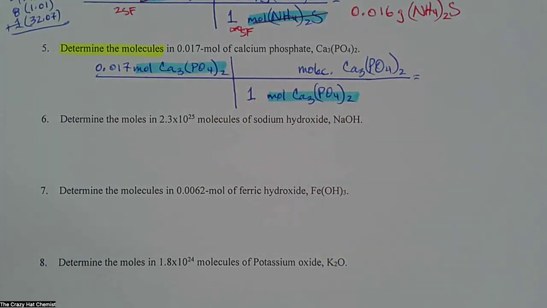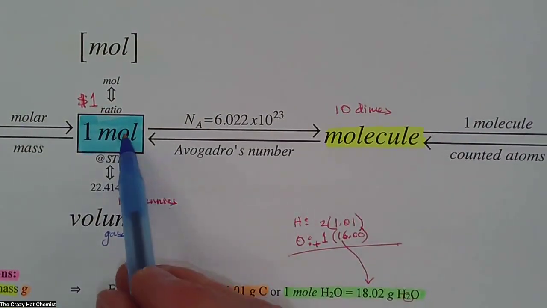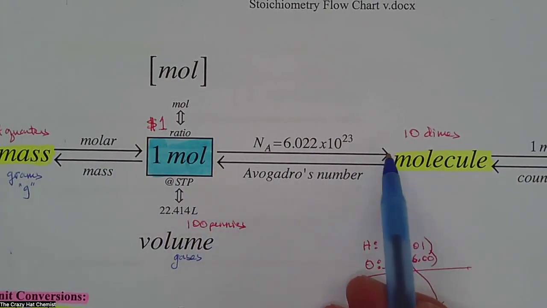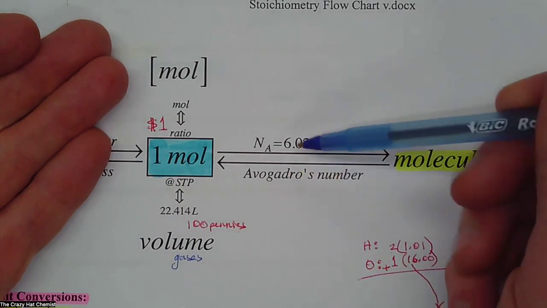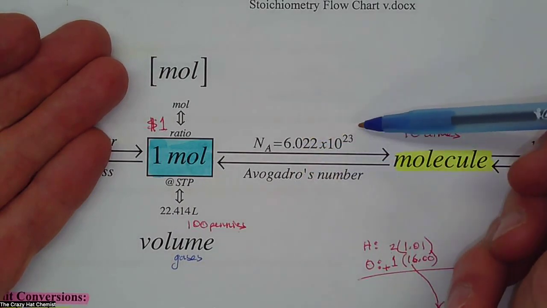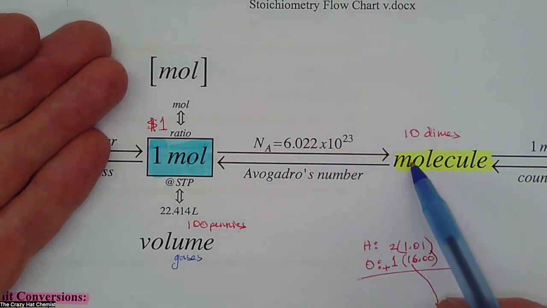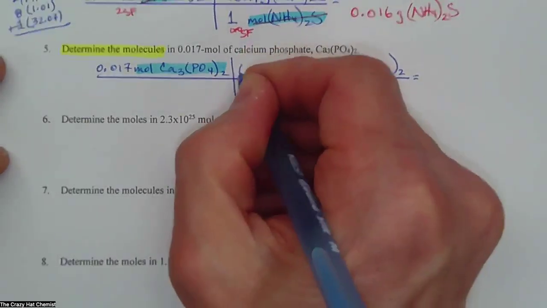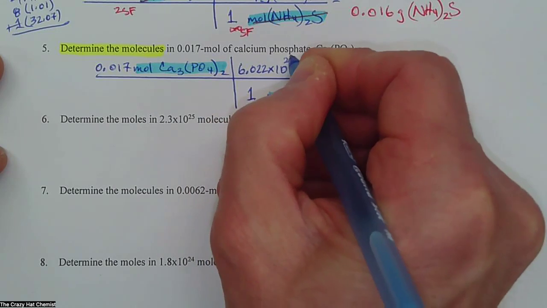Okay, and now I need to figure out what the number is associated with the molecules when going from moles to molecules. So just looking in this section right over here, I'm going from moles to molecules. Okay, what's the number? Avogadro's number, which is 6.022 times 10 to the 23rd. So it's Avogadro's number for the number of molecules. So we're going to write that down: 6.022 times 10 to the 23rd.